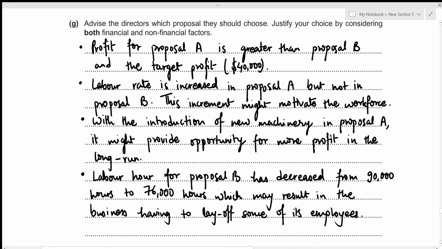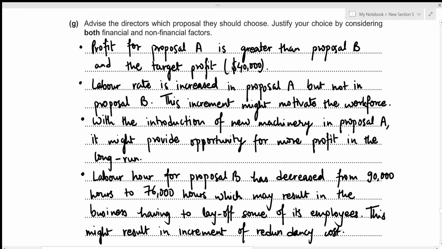Because previously we required 90,000 labor hours, right? Which might mean that we require a big amount of workforce. But if we're cutting the labor hours down to 76,000, then we might not require as much labor as we did before, which means that the company has to let go of some of its employees. And while doing so, the company will face an increment in redundancy cost. So we can include that as well. This might result in increment of redundancy cost.